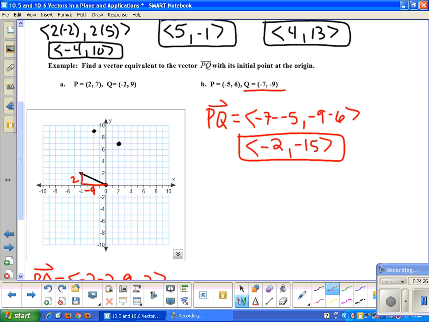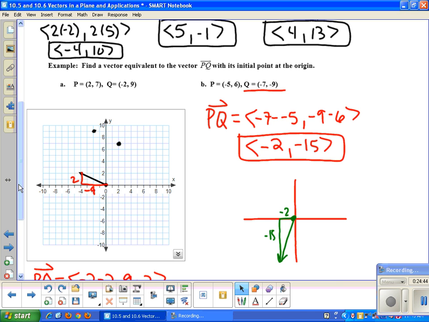And this would then be my vector at the origin. So that means we're going something like this. So we would have -2 this way, and then -15 would be down here. So the vector would look something like that, with the initial point at the origin. This will be the -2 and then -15. All right, so what we're going to do is we're going to practice some of this in class.